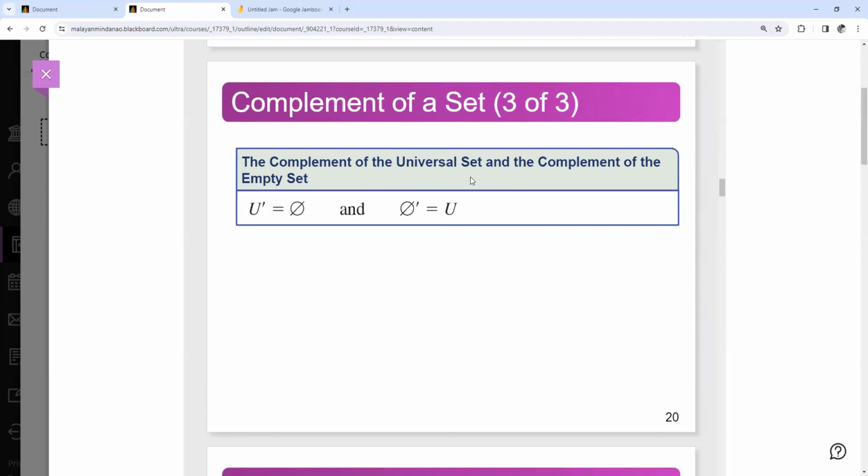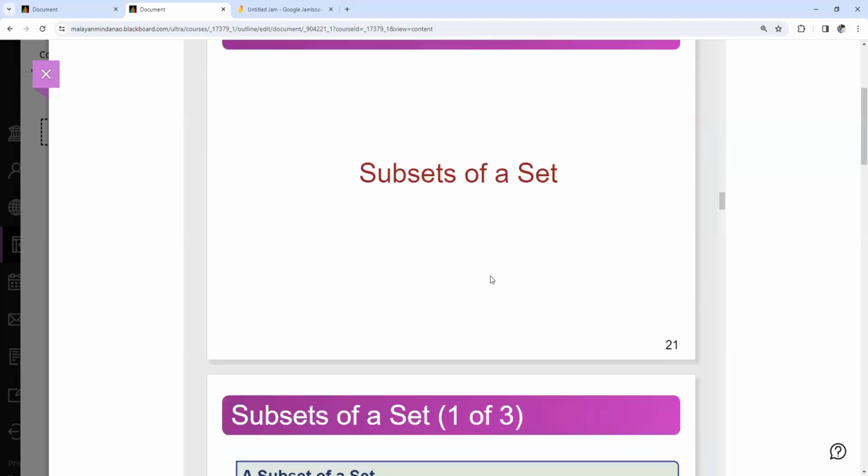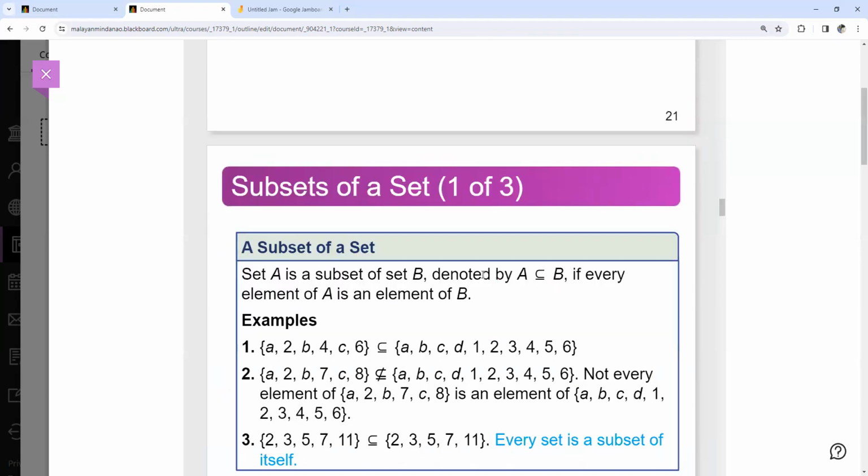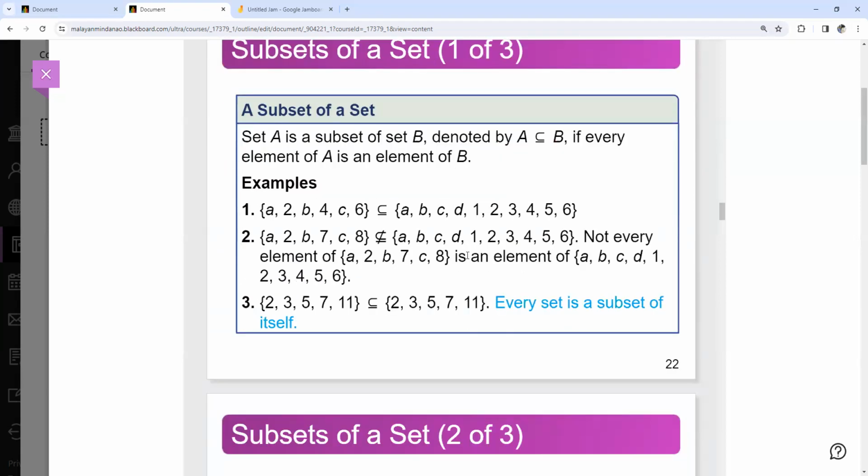Next, the complement of the universal set and the complement of the empty set. The complement of the universal set is the empty set, and the complement of the empty set is the universal set. Now let's talk about subsets. Set A is a subset of set B, denoted by this symbol, if every element of A is an element of B.